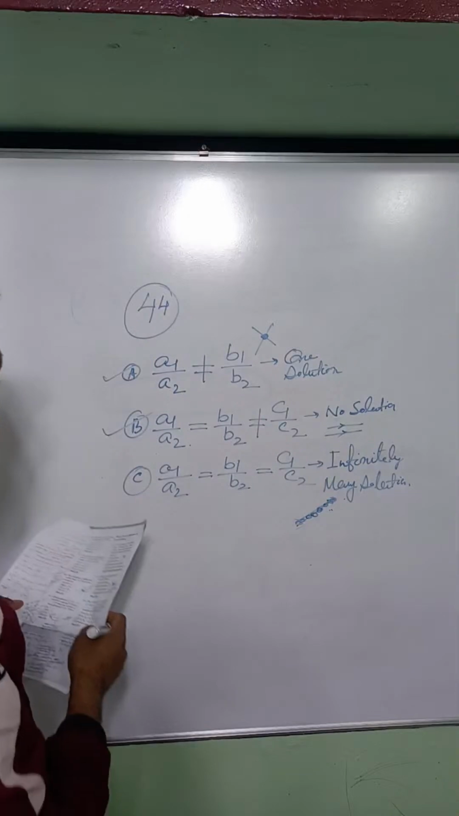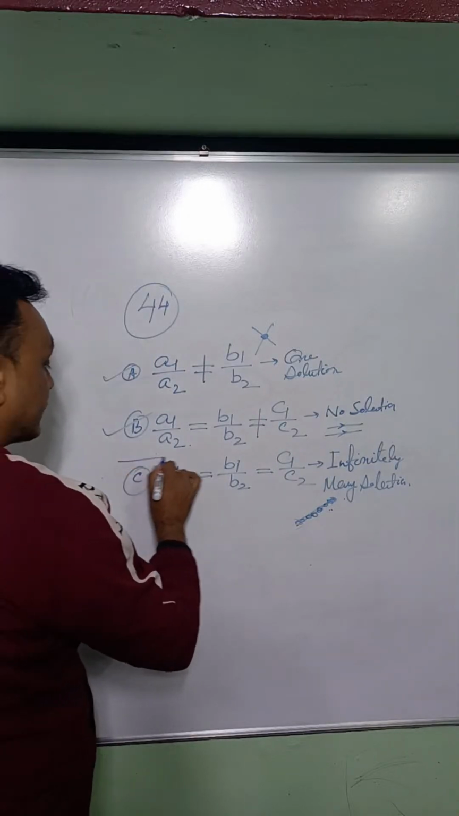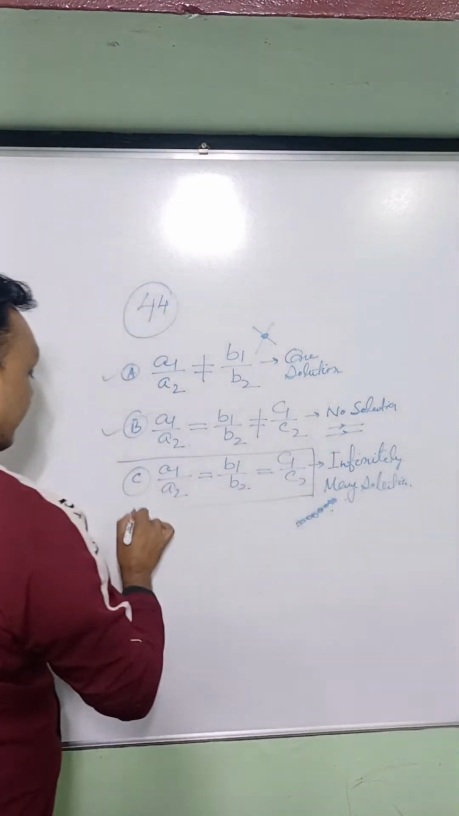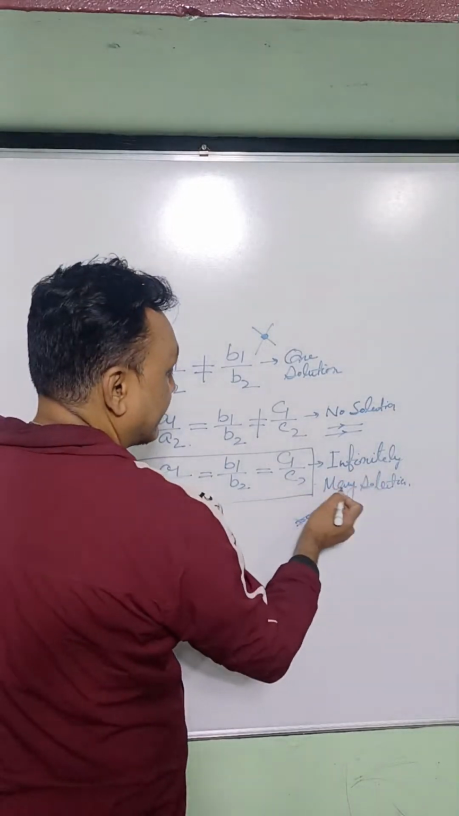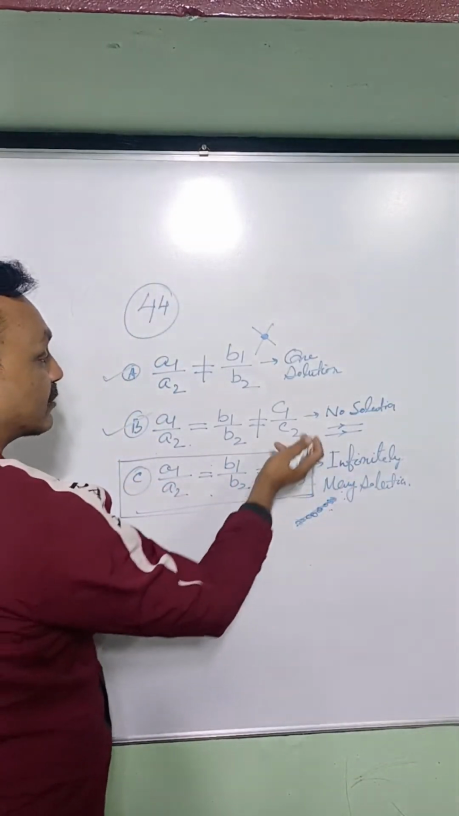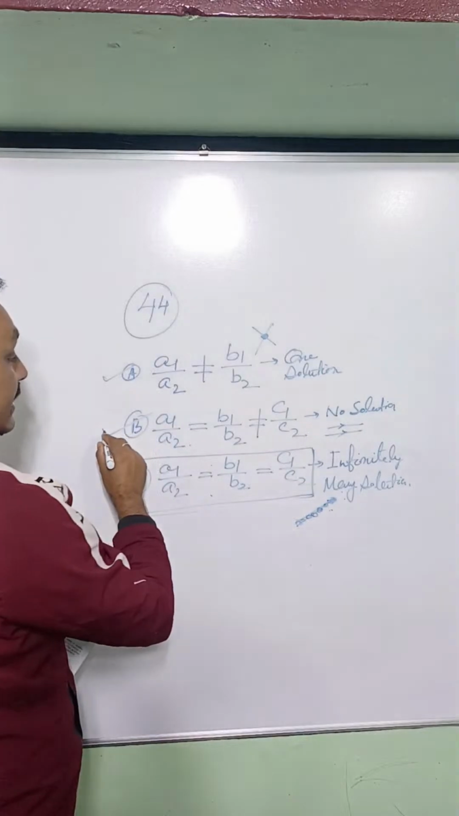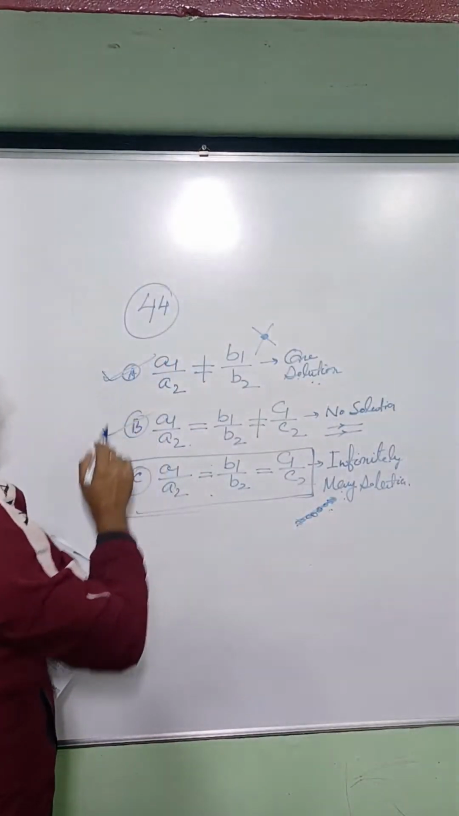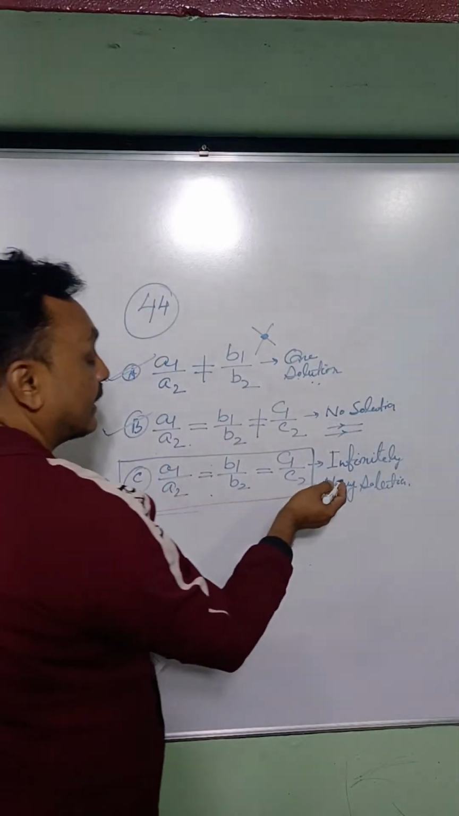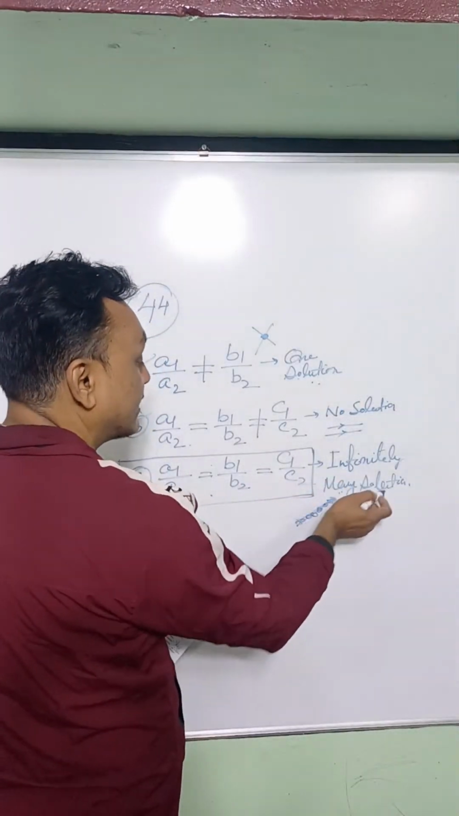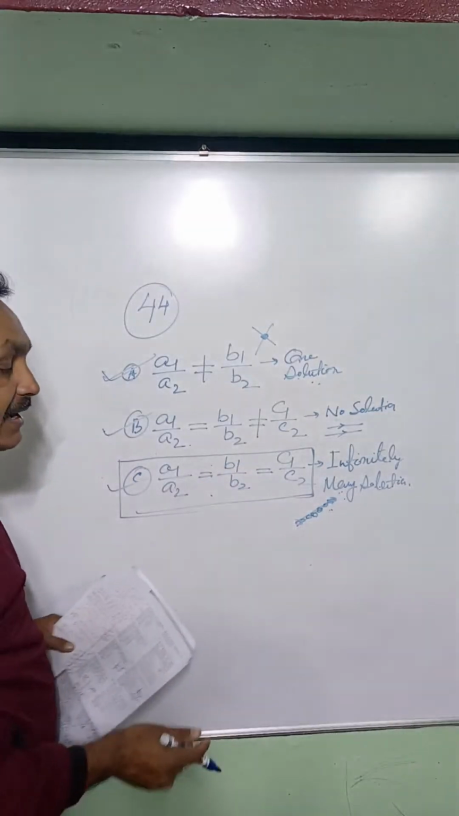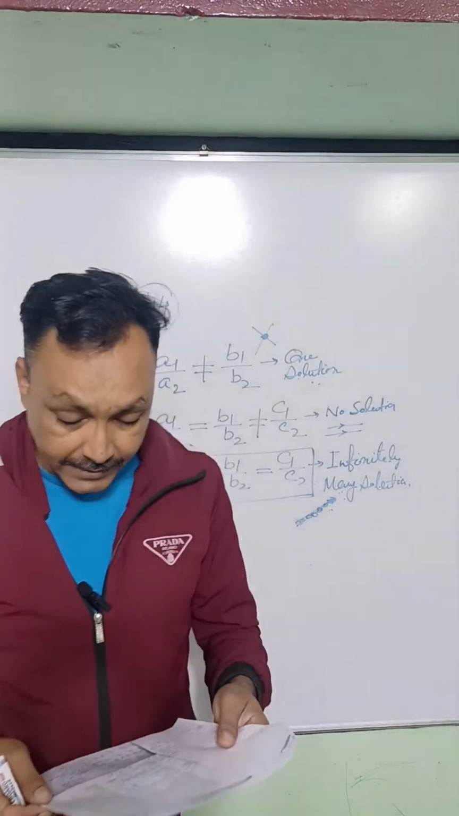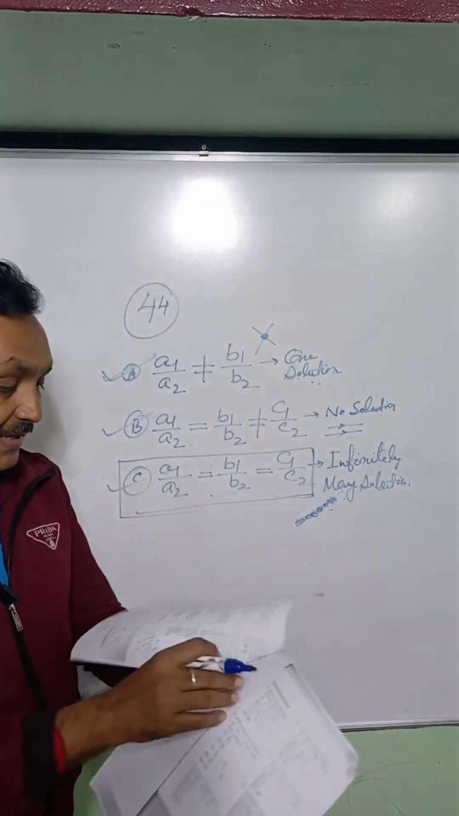Option C is the correct answer. Infinitely many solutions. If the question asked for no solution, then this would be the answer. If the question asked for 1 solution or unique solution, A would be the answer. But here the question itself asks for infinitely many solutions. That means this is the correct answer. All right. So 44 is completed.